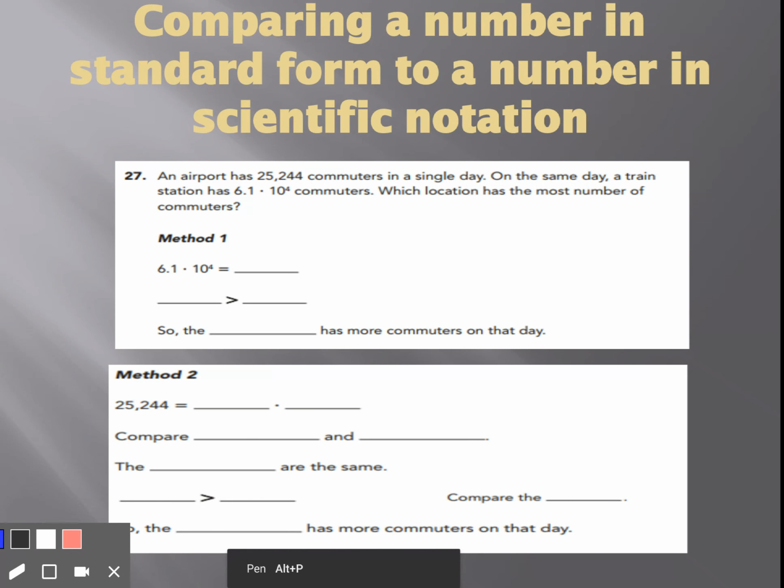So in this example here, we have an airport that has 25,244 commuters in a single day. On the same day, a train station has 6.1 times 10 to the fourth commuters. Which location has the most number of commuters?